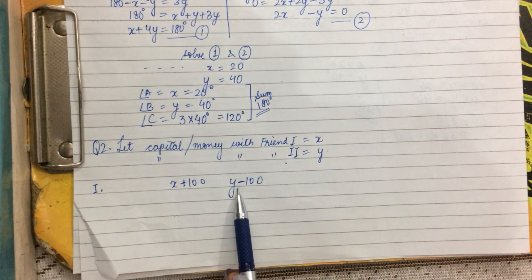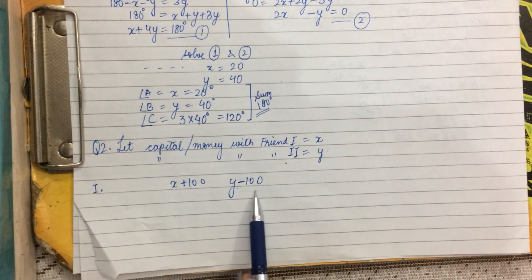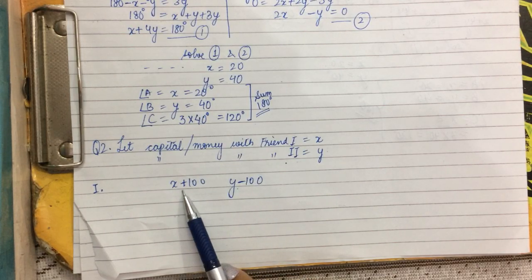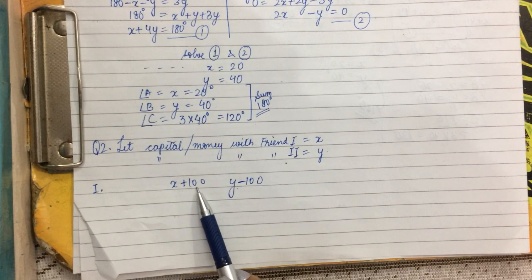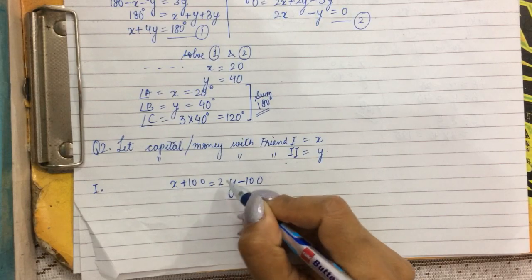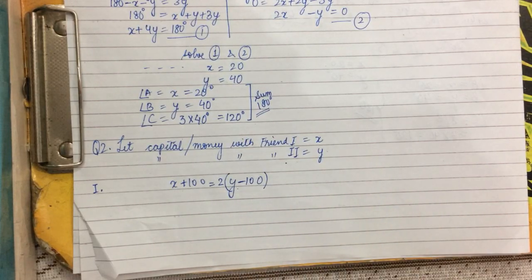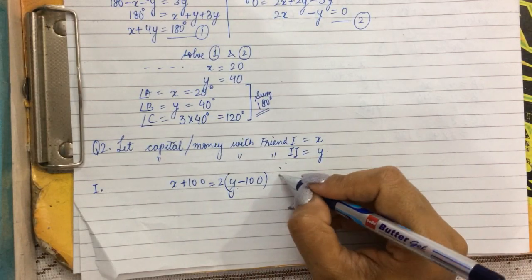So the amount of money with the second friend will be reduced, and whatever value we took from this person, we took 100 from here, and this 100 will be given to the first friend. So the amount with the first friend becomes x plus 100. And what happens? The first friend becomes twice as rich as the second one. If you want, you can also do it step by step.